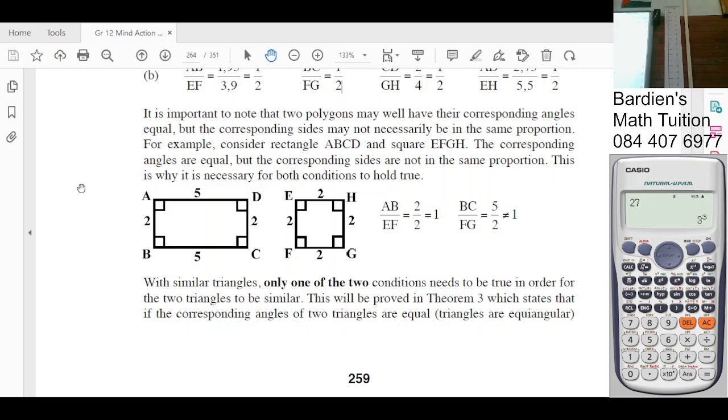So in that case, the first condition is met. The corresponding angles are equal. But are the sides in proportion? No. So is shape A, B, C, D similar to E, F, G, H? No. Okay, why? Because the sides are not in proportion. Alright, you guys understand? Right.